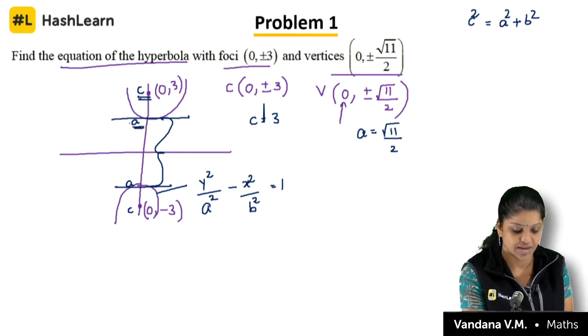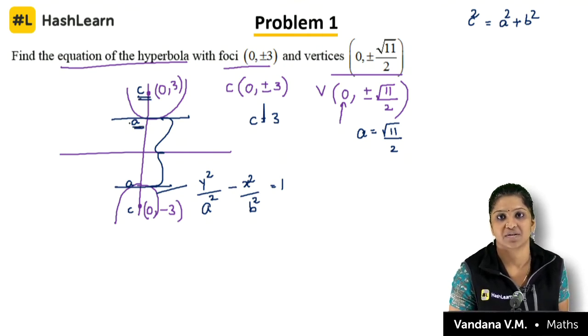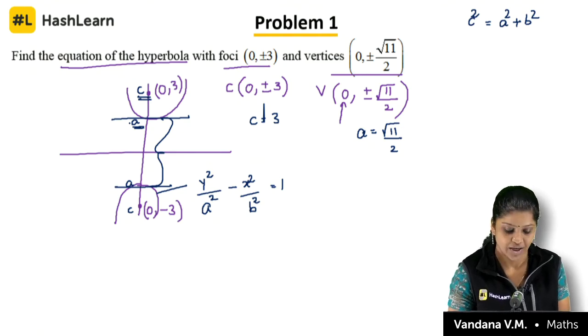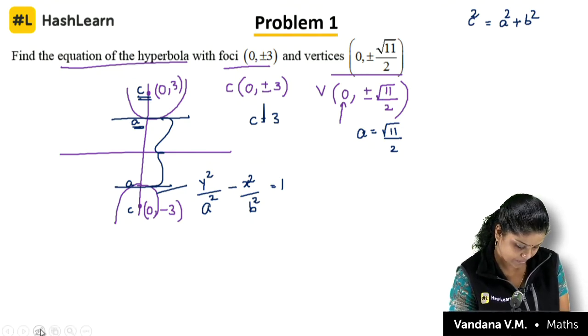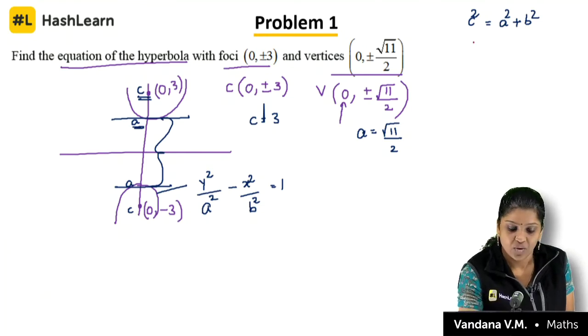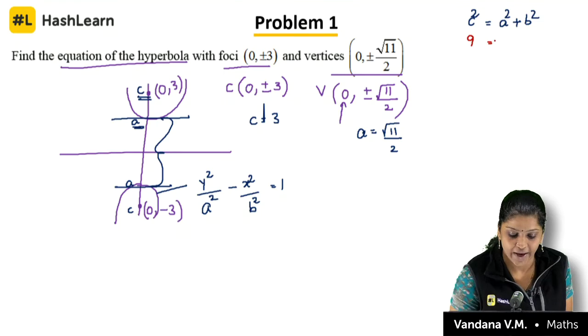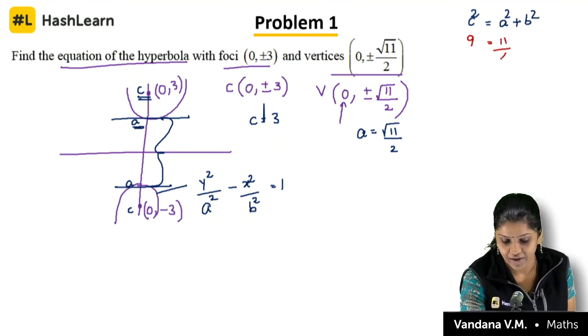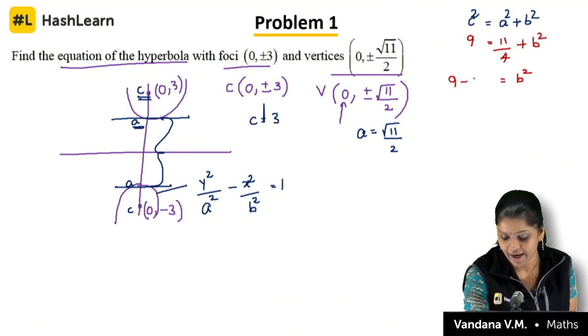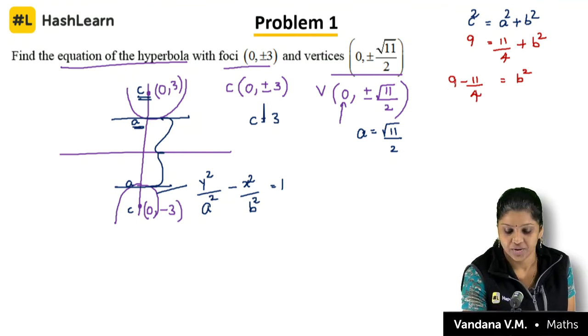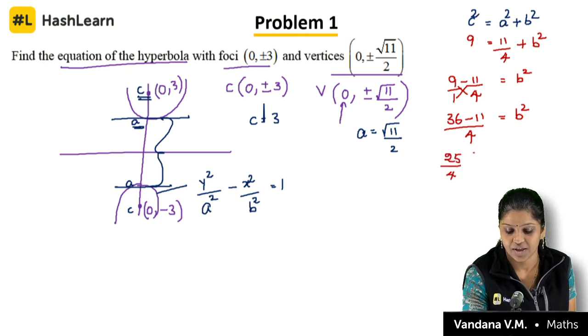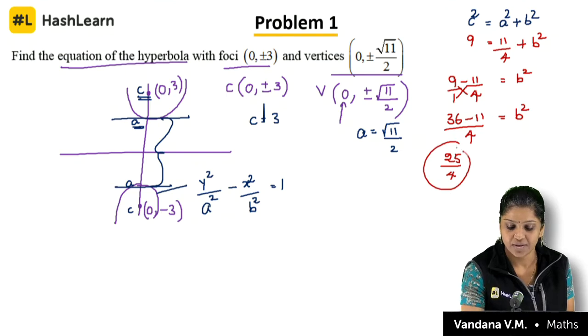See, c is here, a is here. So c square is the longest. c square is equal to a square plus b square. So please find out what is c square. That is 9 is equal to a square. a square will be 11 by 4 plus b square. I want the b square value, 9 minus 11 by 4. So take the LCM. 36 minus 11 by 4 is equal to b square. That is 25 by 4 is equal to b square. This is your b square value.